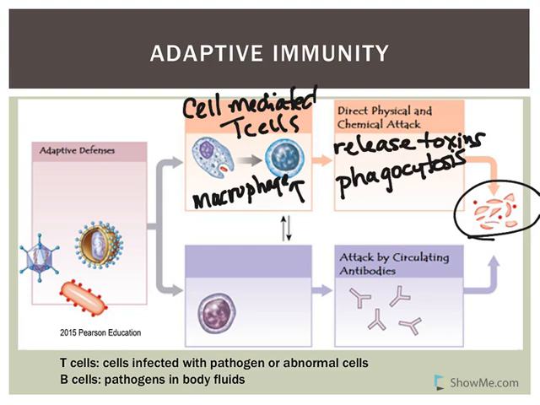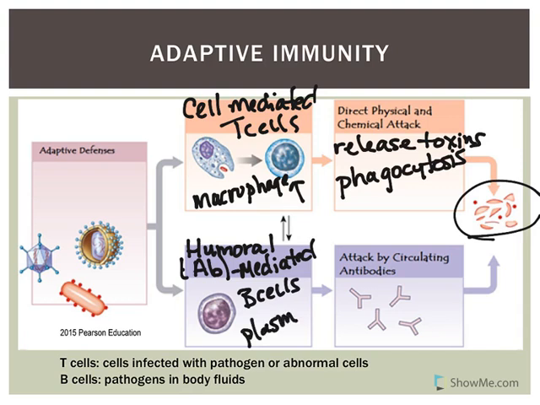We also have our humoral immunity or antibody-mediated immunity. So I'm just going to abbreviate antibodies, AB, mediated immunity. That involves our B cells, and the B cells will develop into what we call plasma cells. And the plasma cells produce these antibodies, and they attack the pathogens by using these circulating antibodies, which ultimately results in destruction of the pathogen.